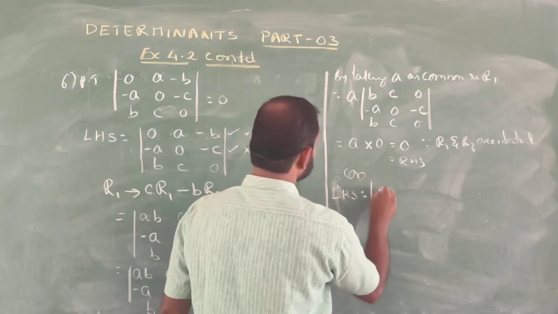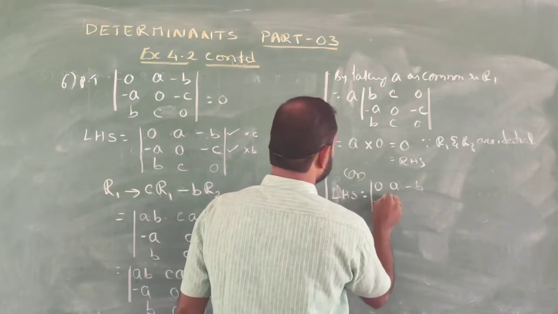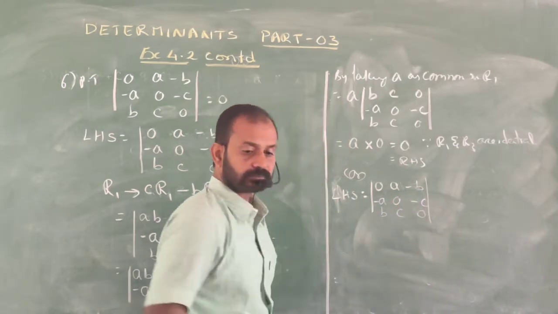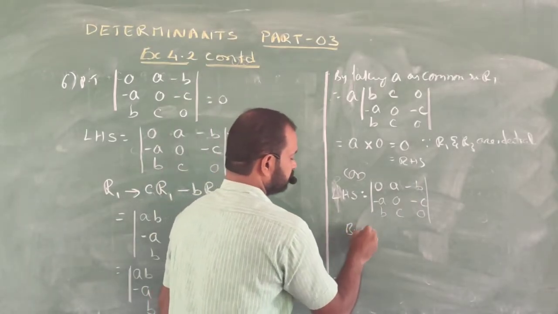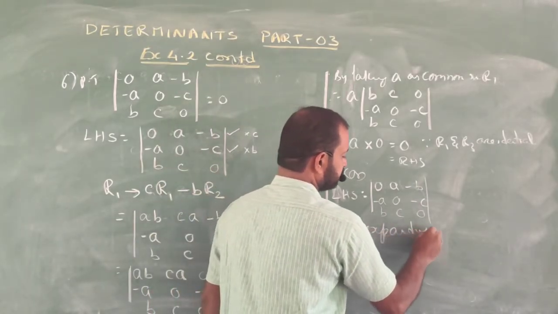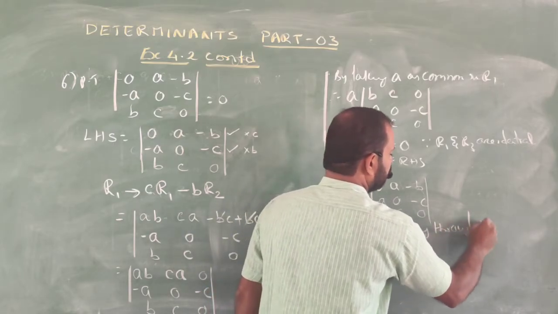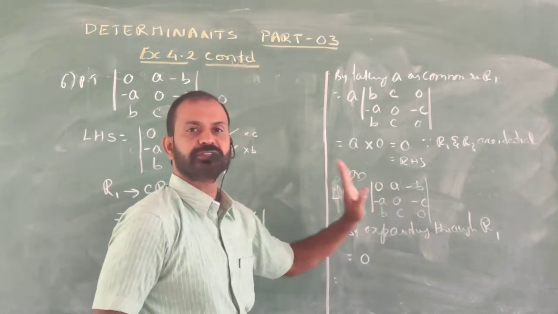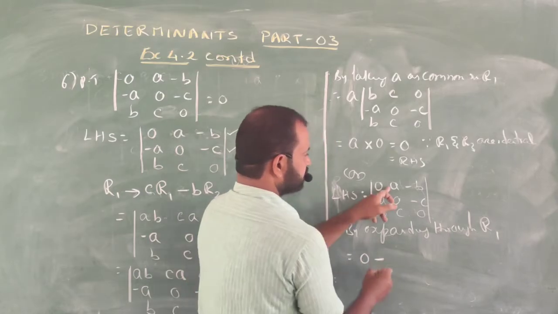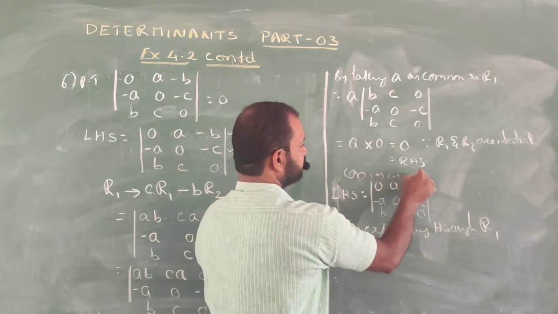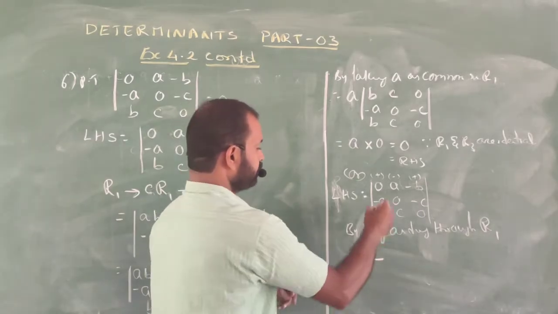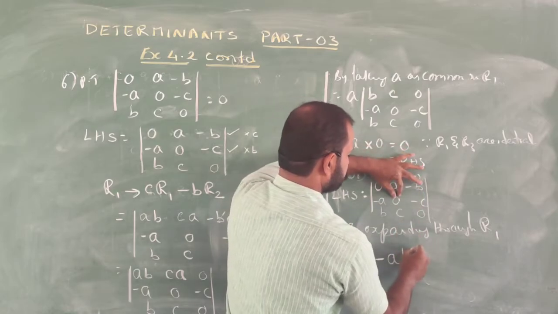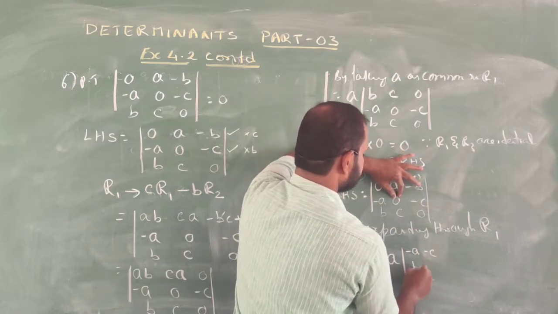LHS is equal to the determinant 0, A, minus B; minus A, 0, minus C; B, C, 0. By expanding through R1, just simply expand it. 0 into anything is 0 only. Next, minus, because the signs are plus, minus, plus. So, minus A into, by leaving the corresponding row and corresponding column, minus A, minus C, B, 0.